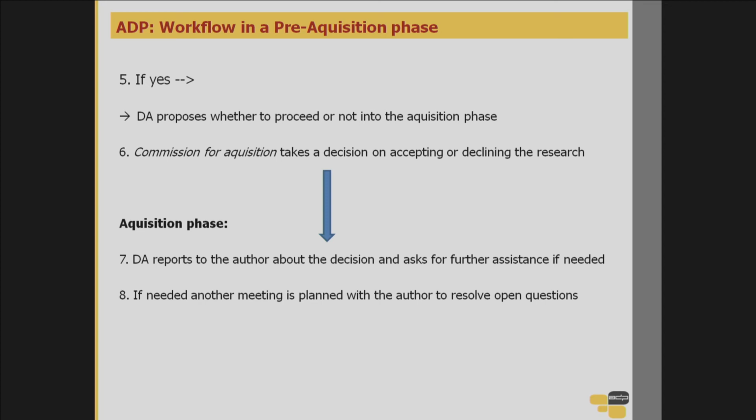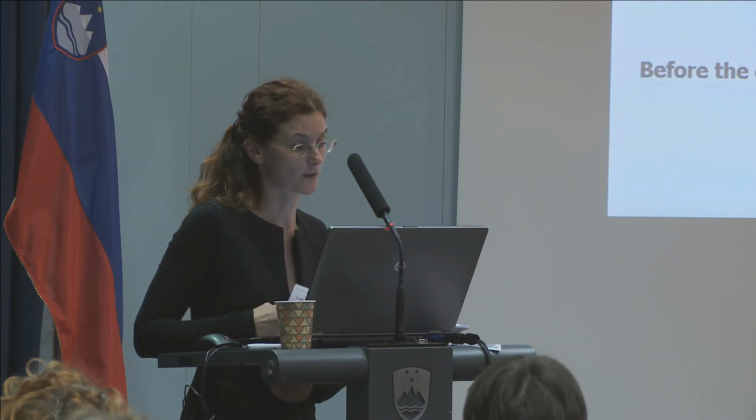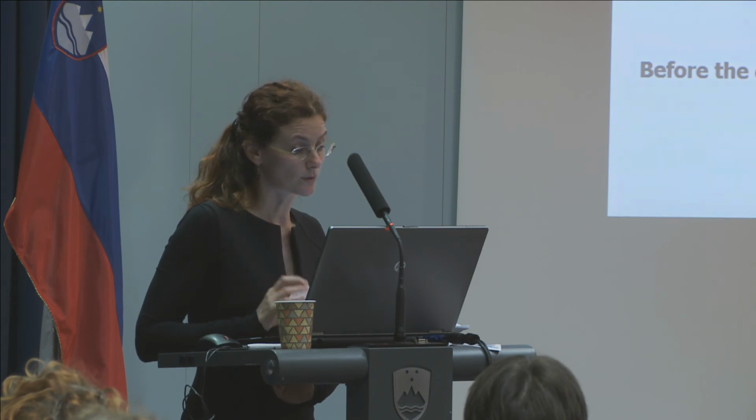author about the decision and asks for further assistance if needed, if some extra clarification is needed or some extra document is still lacking. If needed, another meeting is planned with the author to resolve these open questions. What we do in this meantime in the acquisition phase, before the data set is published, we do the quality check.